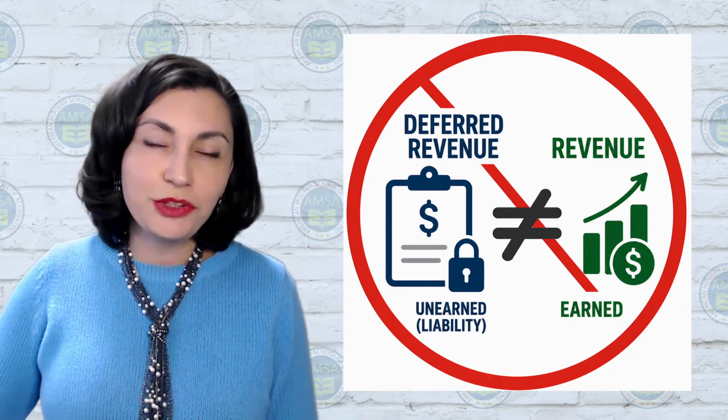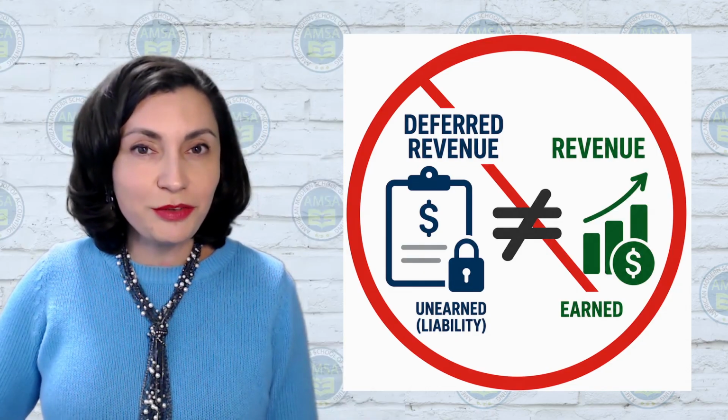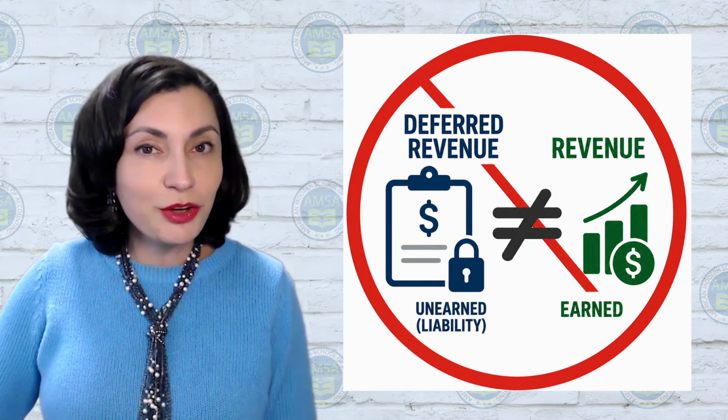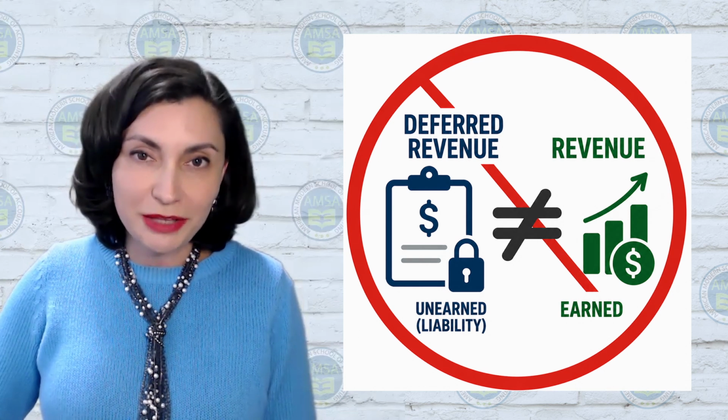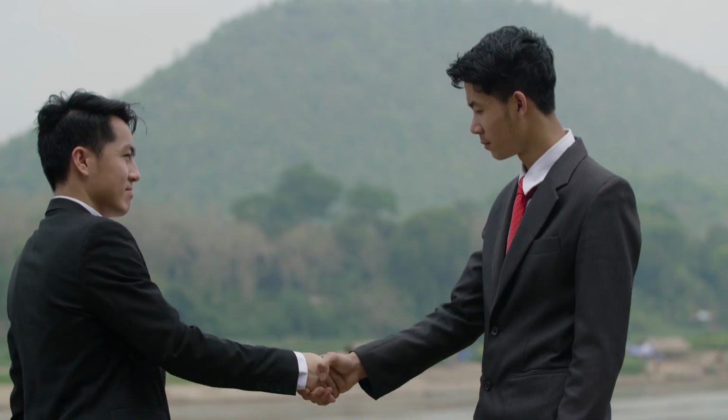This is a very important distinction that many students miss. Deferred revenue is classified as a liability on the balance sheet, not as revenue on the income statement. The reason is simple. The company owes the customer a product or service. Until that obligation is fulfilled, the money doesn't belong in revenue. If the company fails to deliver, it must return the cash. That is why it is a liability.